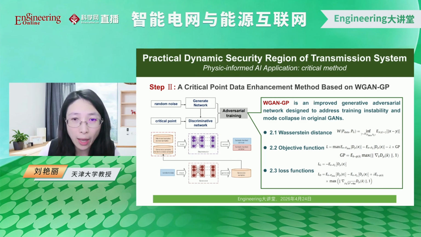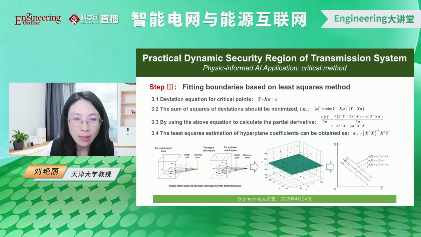First, we establish the Wasserstein distance, and then we improve the objective function, and then we also design the loss function to design the whole network. The details are also given in the paper. Since we have enough reliable points along the boundary, the final step will be fitting the boundaries.